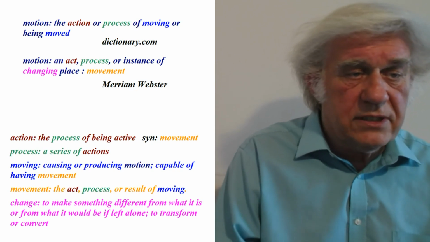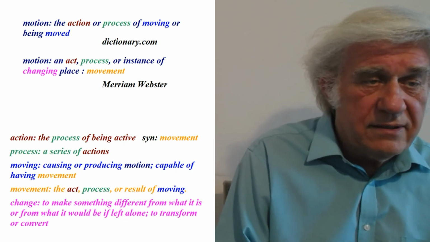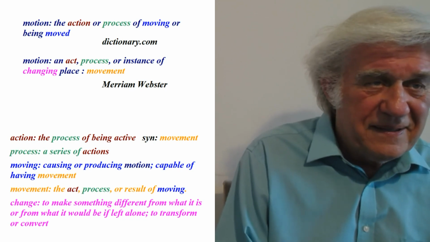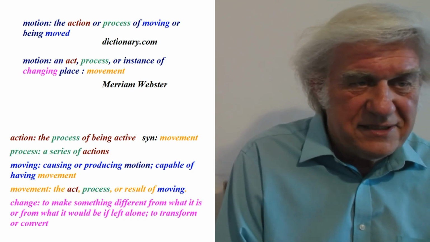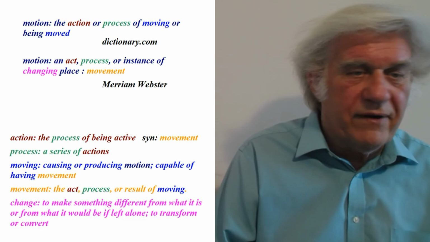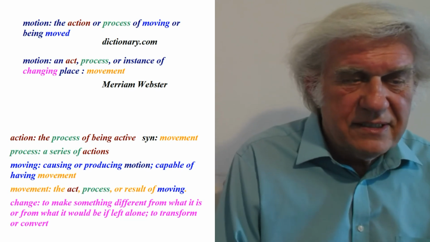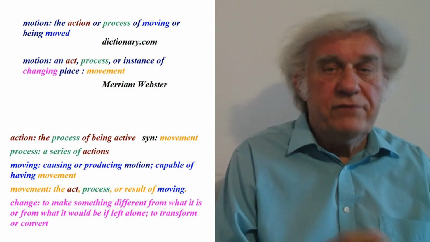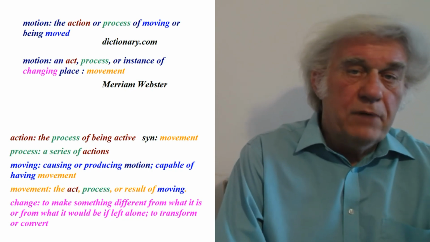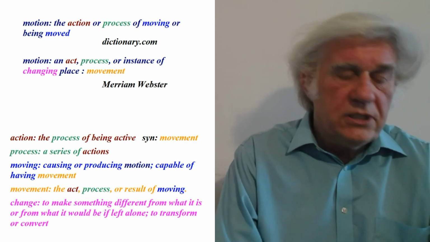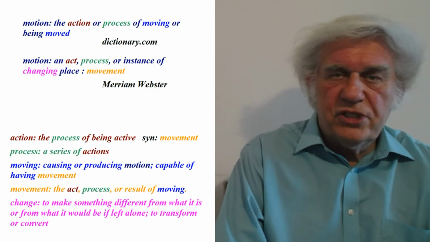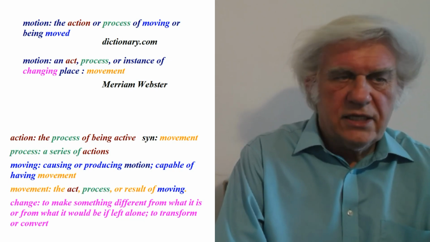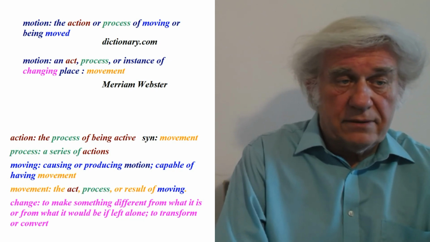What is action? A process. What is process? An action. What is moving? Movement, or capable of motion. What is motion? It's the word we're trying to define. What is change? Making something different from a different place or whatever. So all these words involve motion. You can't use any of those words to define motion. If you do, you don't have a definition of motion. What you have is a synonym, and a synonym is a circular definition. No definition at all. Okay? Can't use synonyms or antonyms for that matter.